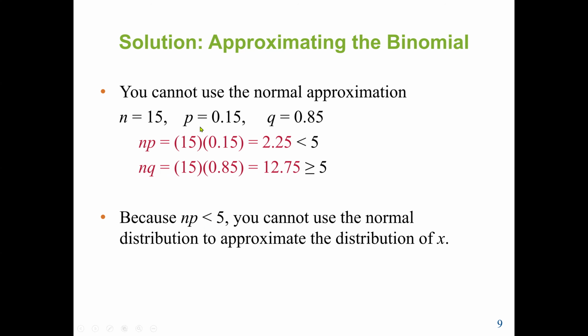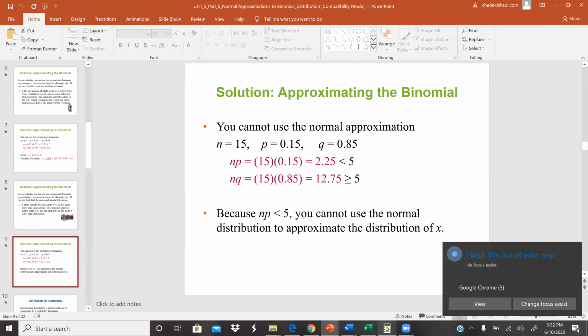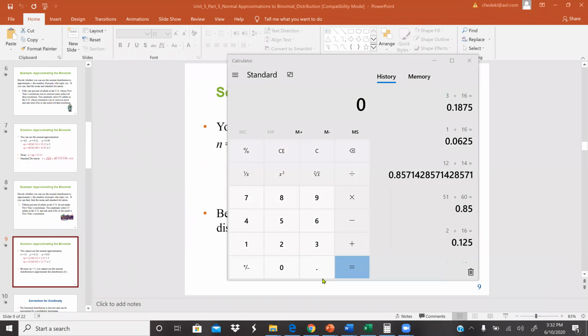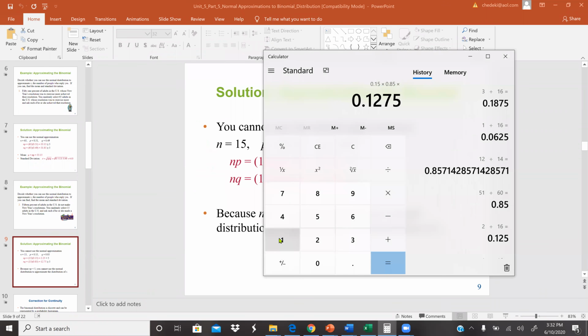Now, let's see. We have 0.15 times 0.85. I'm going to use the calculator here. So 0.15 times 0.85, and we know the sample size is 15, so this will be times 15. And we can see the answer is 1.91, which is again less than 5.